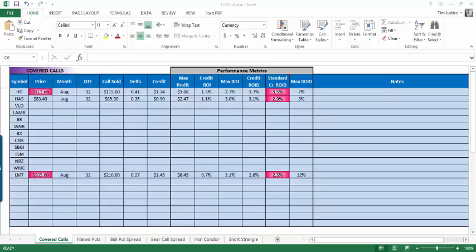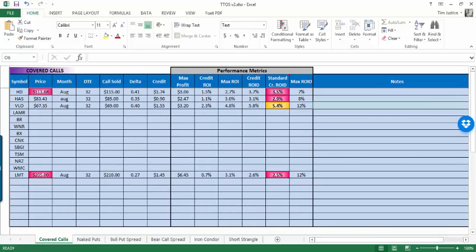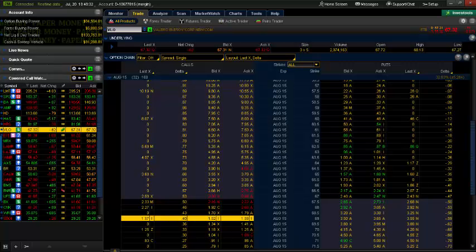Come over here and we say Valero. All right, 67.35. We're going to use August, 32 days, 69 strike, 0.40 delta, 1.55 credit. Now, this one is a lot higher potential ROI. Why? Because it has earnings coming up, okay? And it goes back to implied volatility. This is the nature of volatility.